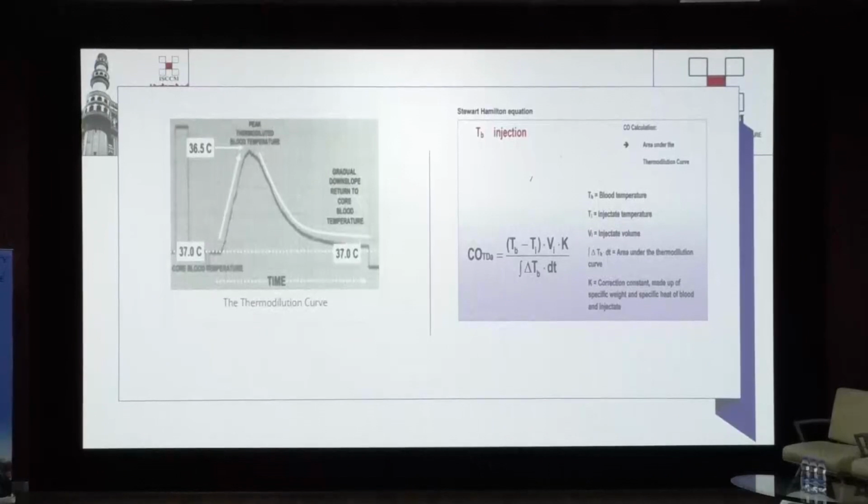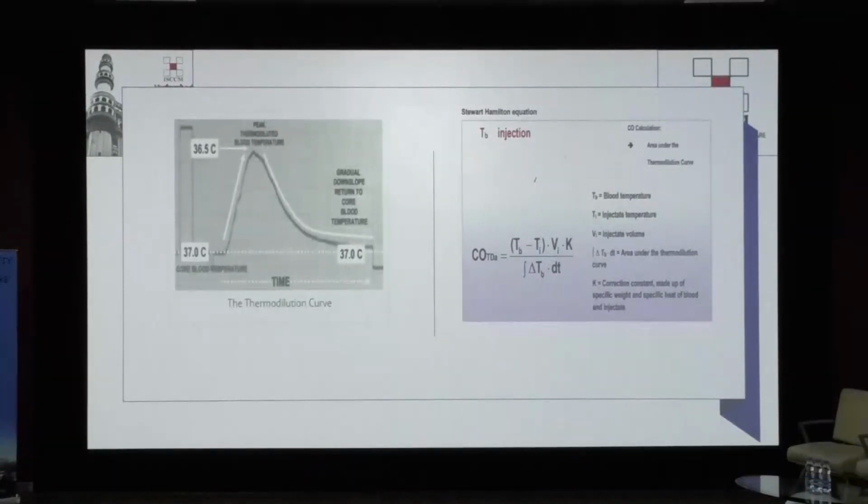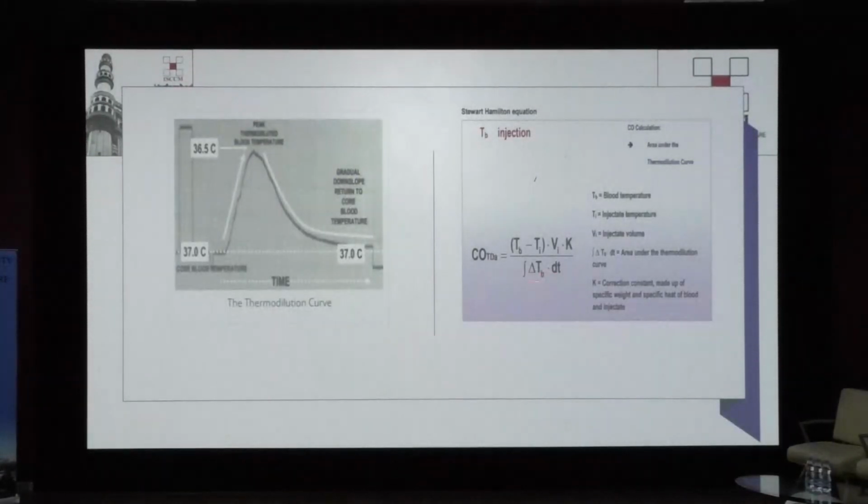This constant is actually derived based upon the specific gravity of the blood and the amount of volume that you are injecting, and then divided by the area under the curve. So this is the area under the curve, and up here comes your temperature difference into volume into constant. So you can clearly see that area under the curve is inversely proportional to the cardiac output. So if the area under the curve is high, cardiac output is low. If the area under the curve is low, the cardiac output is high. Clear?